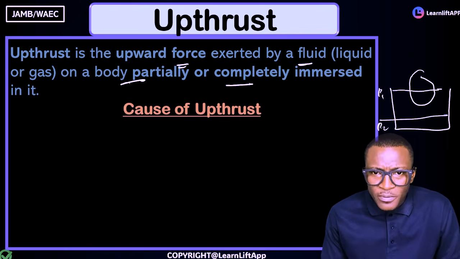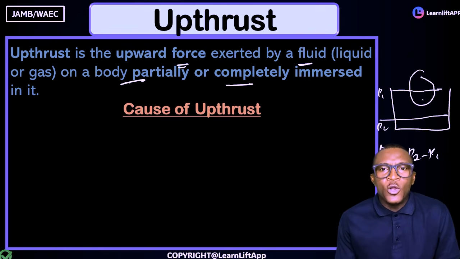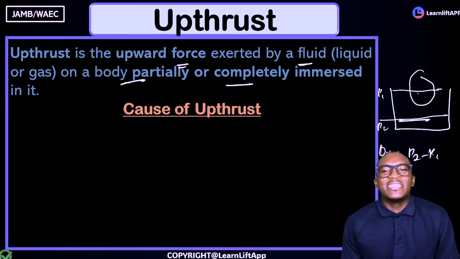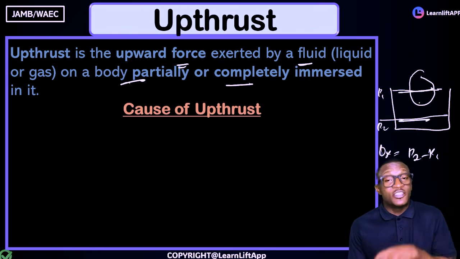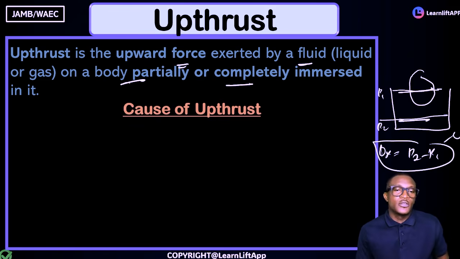So what will now be that change in pressure? That change in pressure will be pressure P2 minus pressure P1, because the pressure at the bottom is higher than the pressure at the top. As you are going down, the pressure increases. So that difference in pressure is what we call your what? Upthrust.